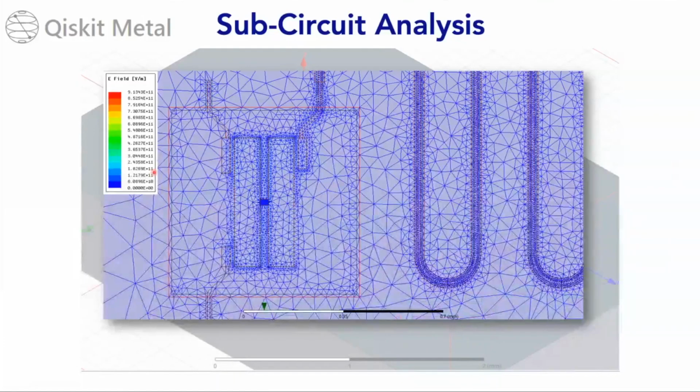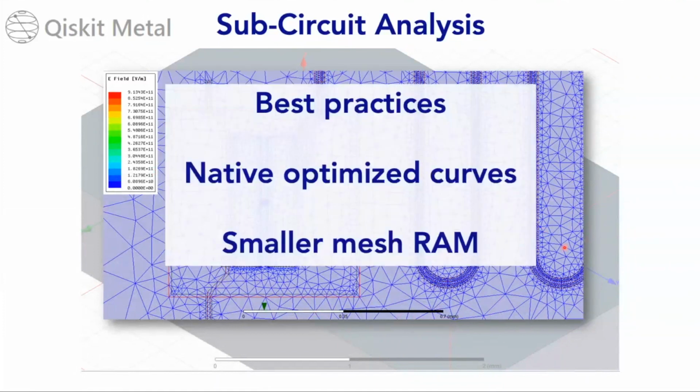So we've seen much better performance results with simulation when we've rendered things with Metal rather than importing straight from something like a GDS file, because we do these native curves for the meshing and so forth. So we've seen some good performance with the best practices we've tried to build in, like with smaller RAM and so on.